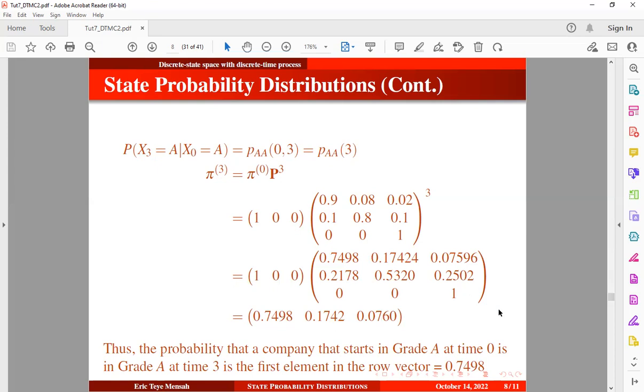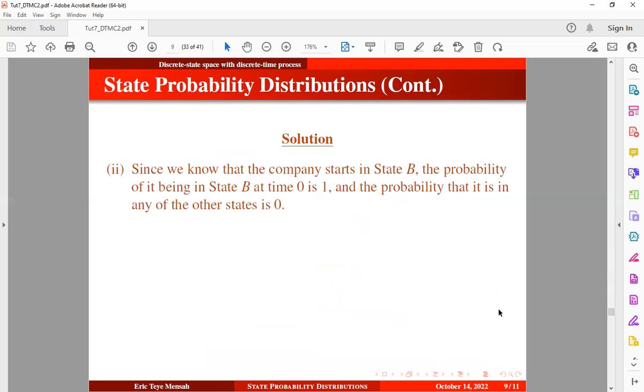Okay. All right. Now let's take a look at the second solution. So here I want to find the probability that a company that starts in grade B at time 1 is in grade B at time 3. So first we can get the initial probability distribution. Since we know that the company starts in state B or grade B, the probability of it being in grade B or state B at time 0 is going to be 1. And the probability that it's going to be in any of the other states is going to be 0. So the row vector of probabilities is going to be in this form. This is going to be the initial probability distribution.